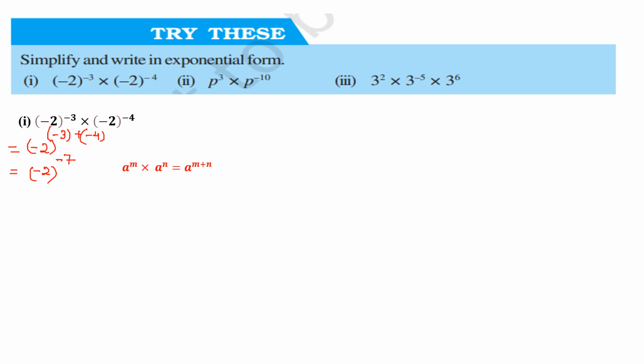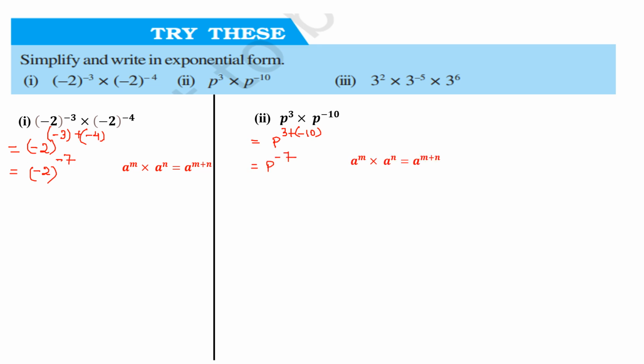So in exam also you have to mention which law you are using, otherwise you may lose marks. Now next is p to the power 3 multiplied by p to the power -10. So again here if you see the base is same, your base is p. So you can write it as p to the power 3 plus -10, and 3 plus -10 will give you p to the power -7. So again you have to mention the law.